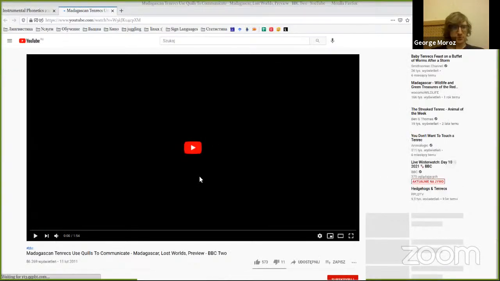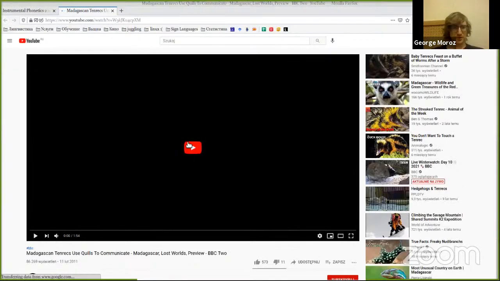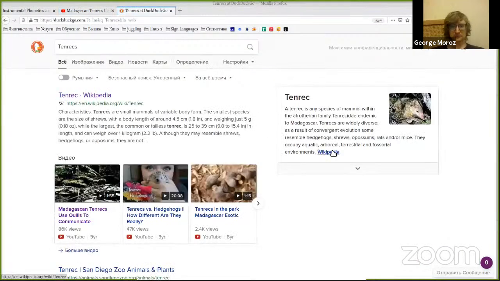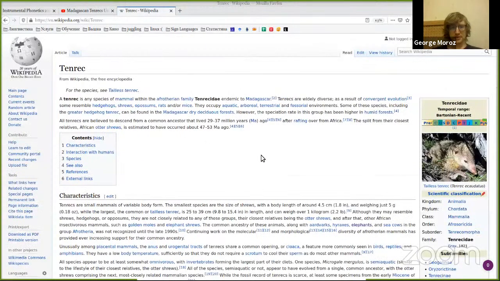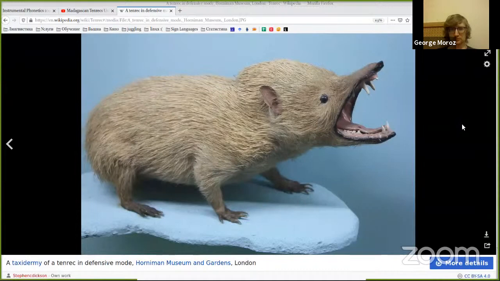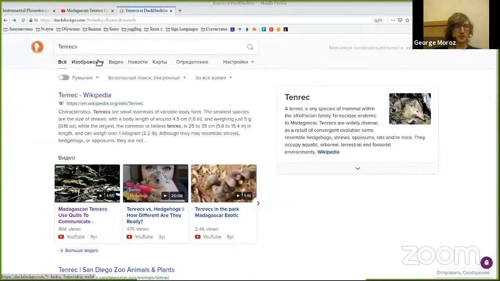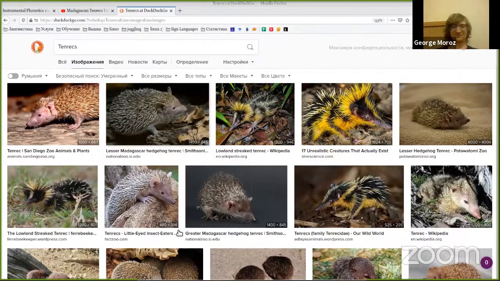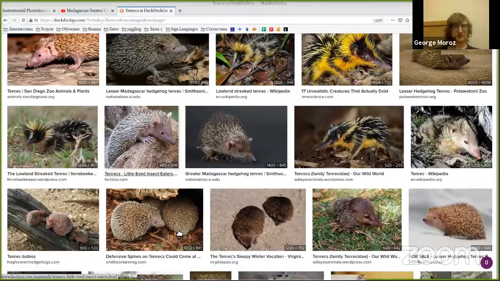Again, I will try to show you the video. Tenrecs are Madagascar endemics. Somebody will say that they're like a hedgehog, but they are different. So this is the picture. And this is another picture, a little bit scary. Sorry for showing it to you. And maybe there will be some more pictures like this. They look like hedgehogs, but they actually aren't. So this is like a similar evolution or something.